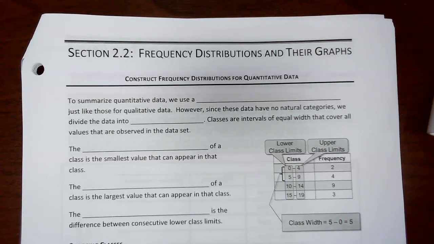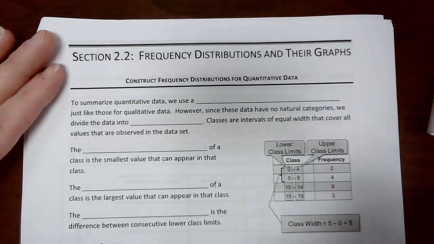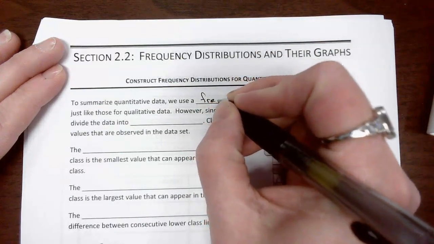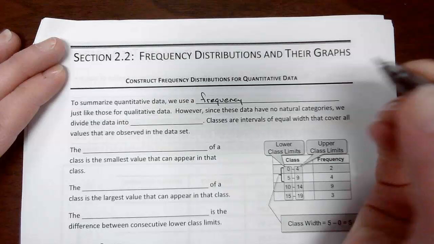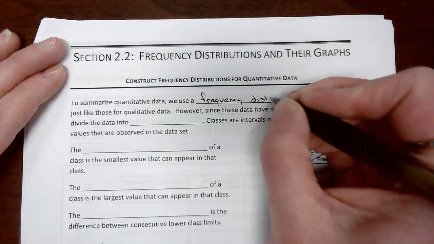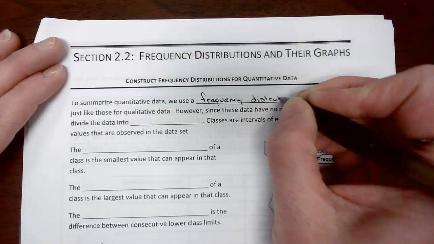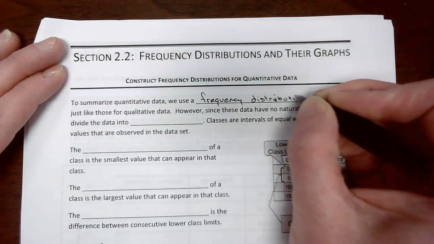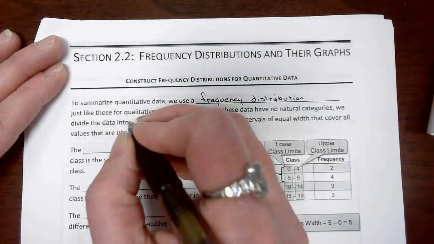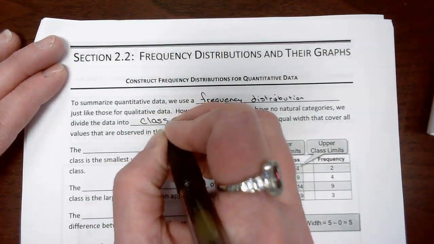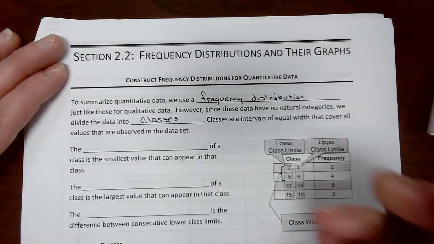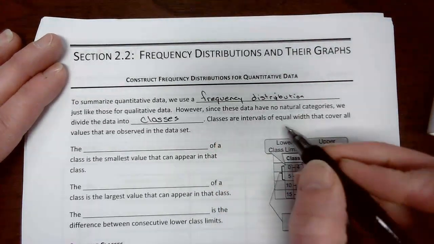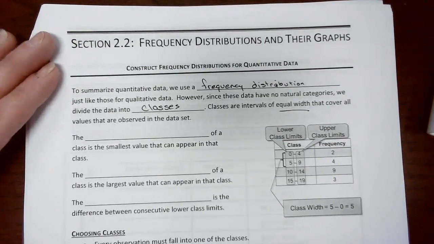So yesterday we looked at qualitative data. Today we're going to be analyzing quantitative data. Now, to summarize quantitative data, we still can use a frequency distribution. But since we don't really have natural categories, we divide the data into classes. Now, classes have to be intervals of equal width that cover all values in our set.